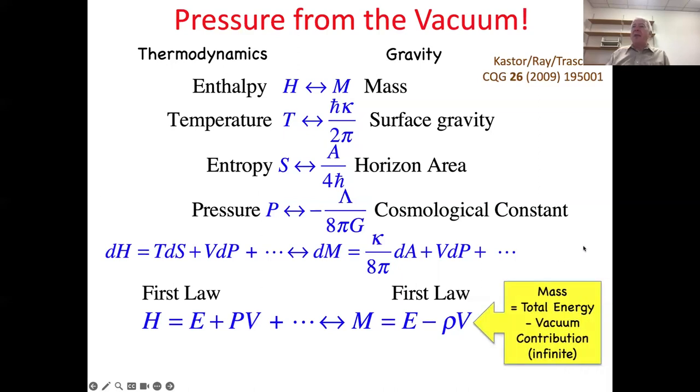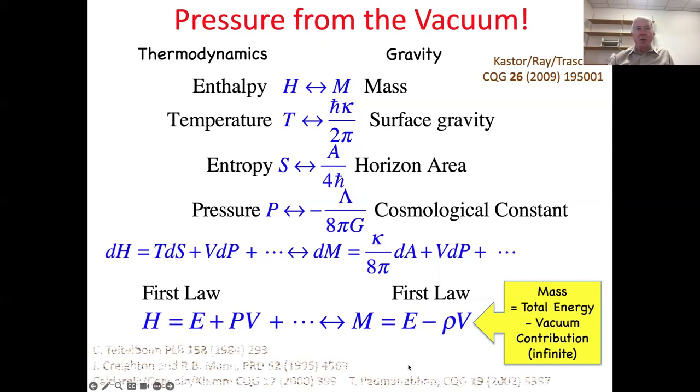So if you think about what enthalpy is in chemistry, enthalpy is the energy you need to create a system and to place it in its environment. And that latter feature costs energy. You've got to, if you like, push the environment out of the way. And in the case of a black hole in a cosmological vacuum, the mass is the total energy minus the energy of the vacuum. And each one is individually infinite, but as Kastor, Ray, and Traschen showed by these arguments, together they subtract in this way to give a finite value for the black hole.